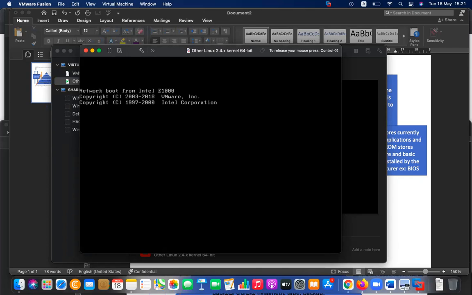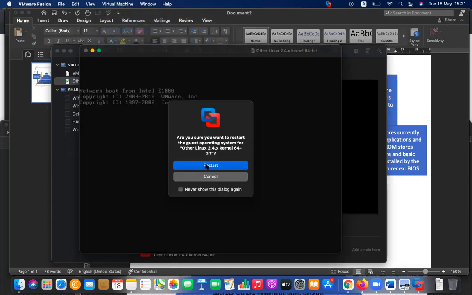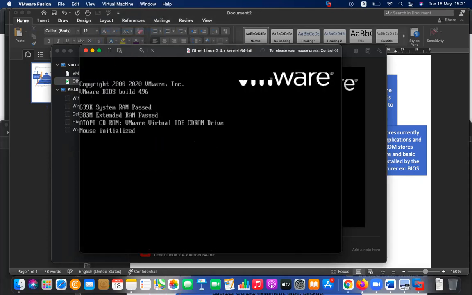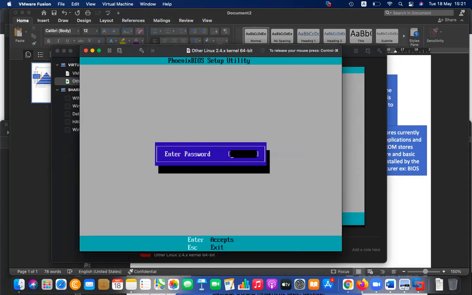So let me restart again. Virtual machine, restart. I'm pressing F2. Okay, now you can see the BIOS. So this is the basic input output system. You have not accessed this, right? No, sir. So you can also press F2 or Del when you turn on the computer.